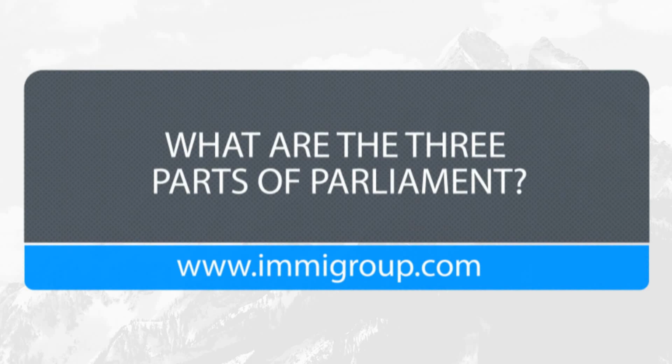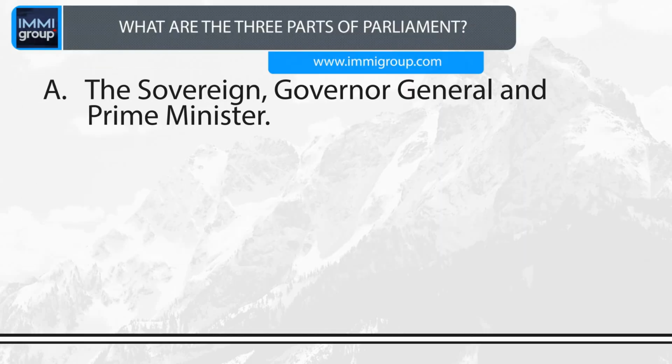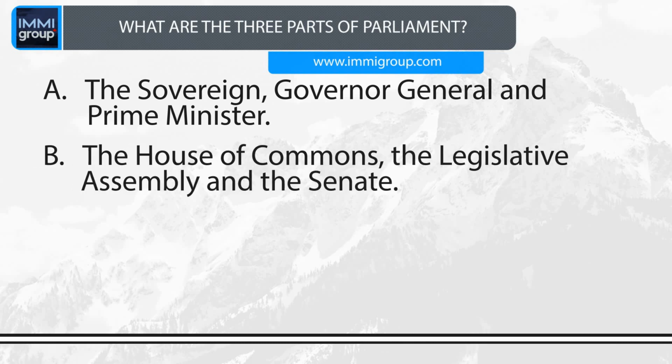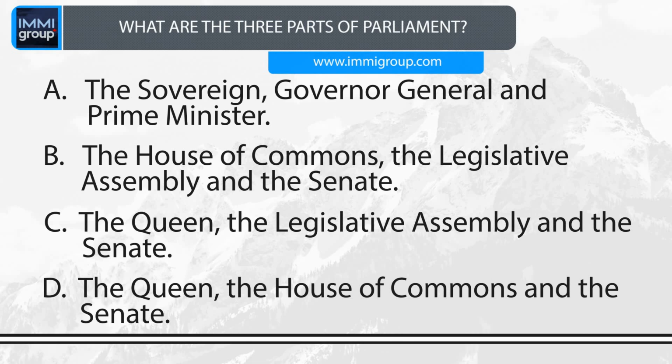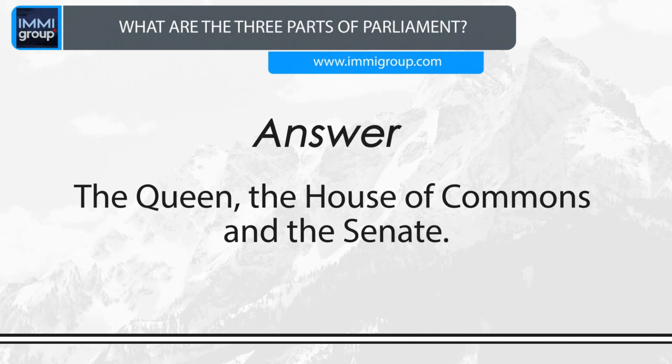What are the three parts of Parliament? A. The Sovereign, Governor-General, and Prime Minister. B. The House of Commons, the Legislative Assembly, and the Senate. C. The Queen, the Legislative Assembly, and the Senate. D. The Queen, the House of Commons, and the Senate. Answer: The Queen, the House of Commons, and the Senate.